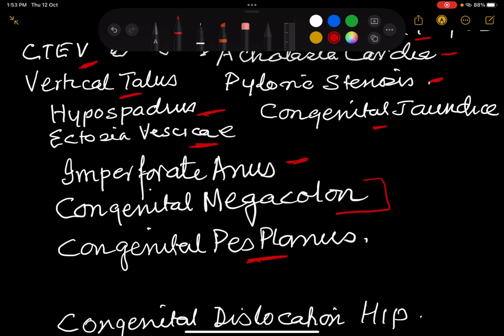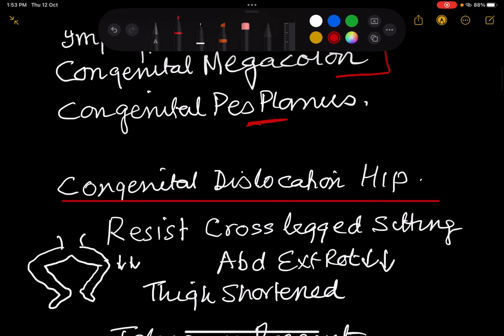So this completes your checklist. If I have forgotten something, you can add to it. But here we will mainly now cover congenital dislocation of hip. So you see that cross-legged sitting is resisted. The child is unable to abduct and externally rotate the limb. If you make these knees meet in front, you find that the thigh is shorter.